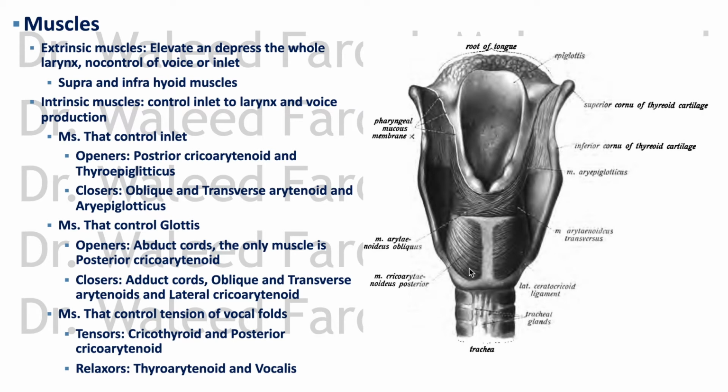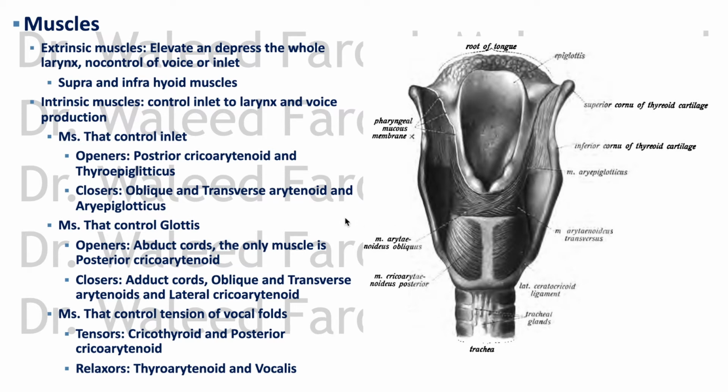The thyroepiglotticus: on the sides, there is a muscle called the thyroarytenoid. It's not apparent here. The upper part of it extends to the epiglottis, aryepiglottic fold, so it's called the thyroepiglotticus. We will see it in another slide. It opens the laryngeal inlet.